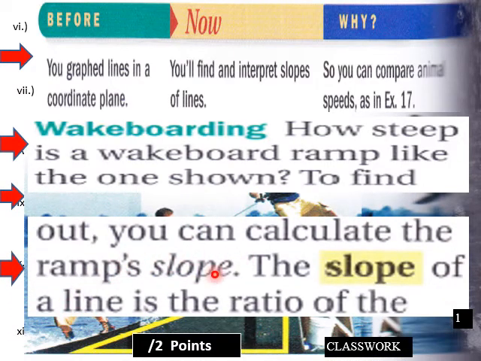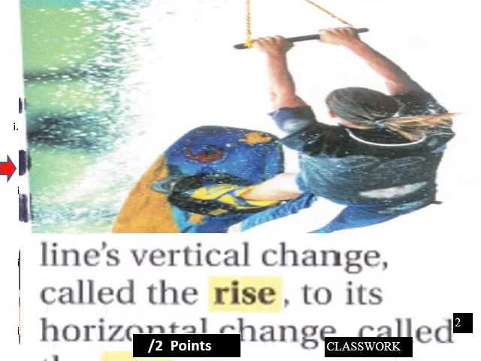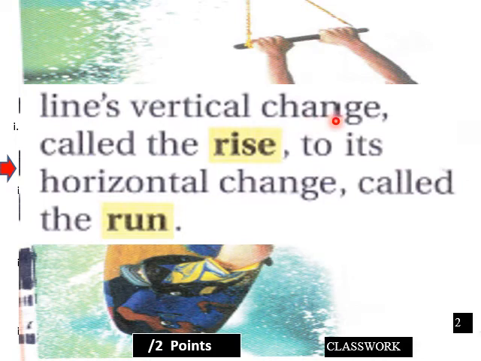To find out, you can calculate the ramp slope, the slope of a line, the ratio of the line's vertical change, called the rise, to its horizontal change, called the run.